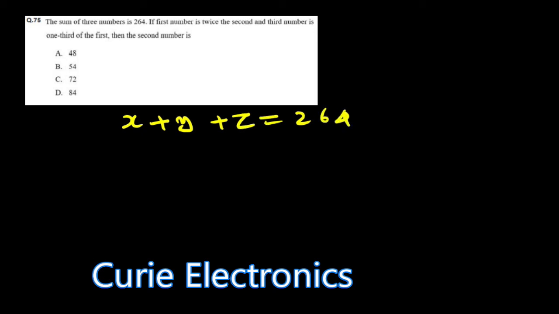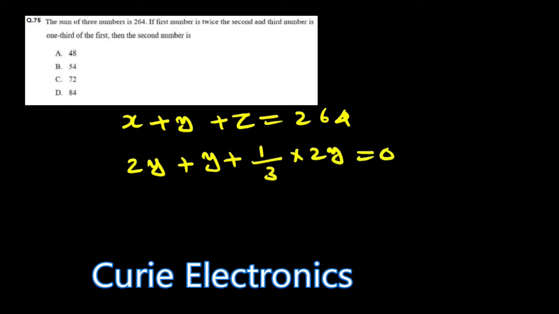Now he is giving the condition. The first number is twice the second number, so instead of x, I can write 2y. Then y. Then what about z? The third number is 1/3 of the first, 1/3 of 2y. So 2y plus y plus 2/3 y equal to 264.